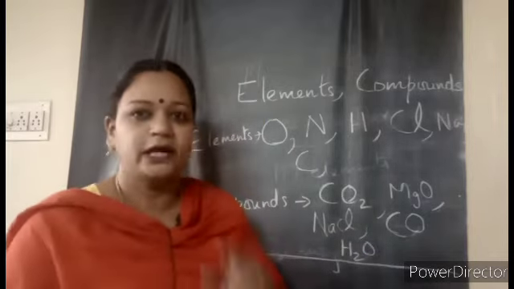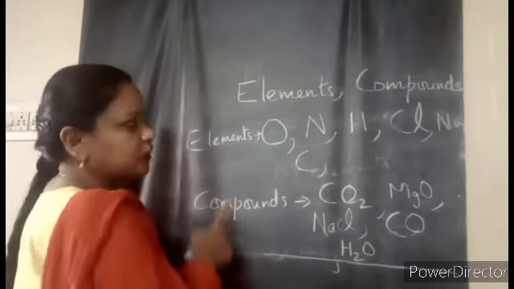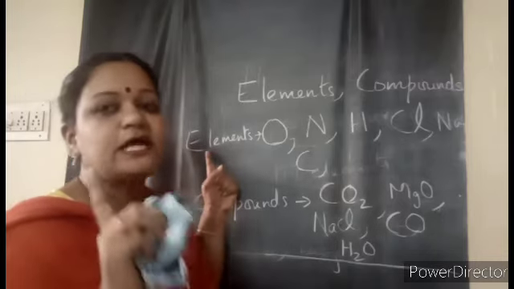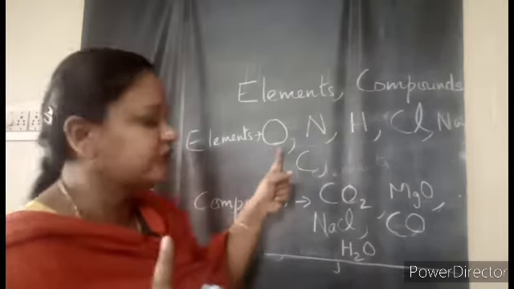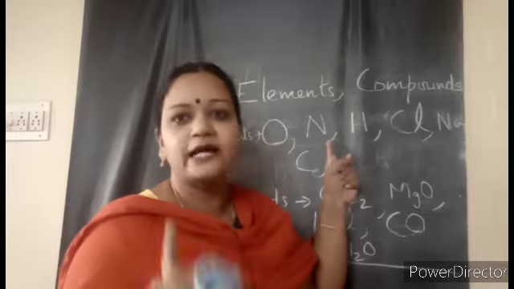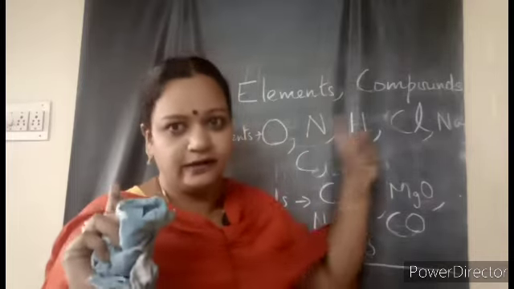That is the water. We'll take water as an example, and further we learn about elements and compounds. So what are they? Elements are pure substances. They are made up of the same type of atoms. So oxygen will have only atoms of oxygen, nitrogen will have only atoms of nitrogen, and hydrogen will have only atoms of hydrogen.